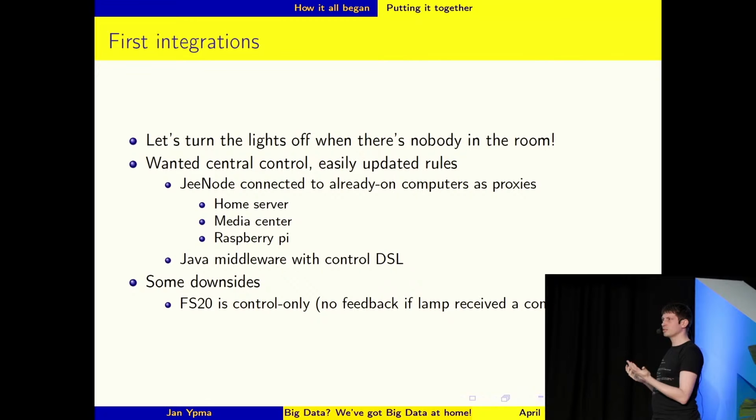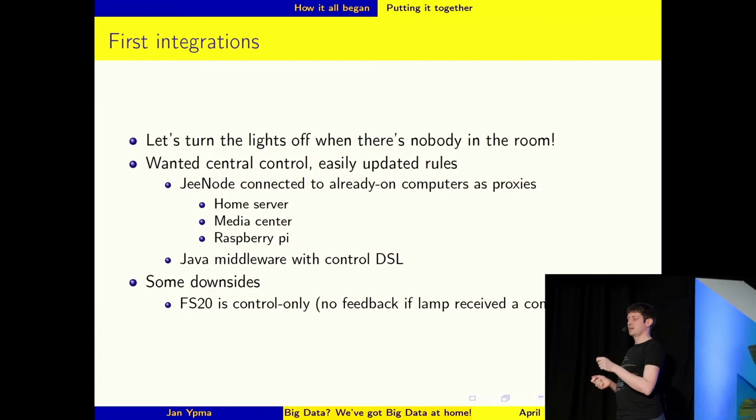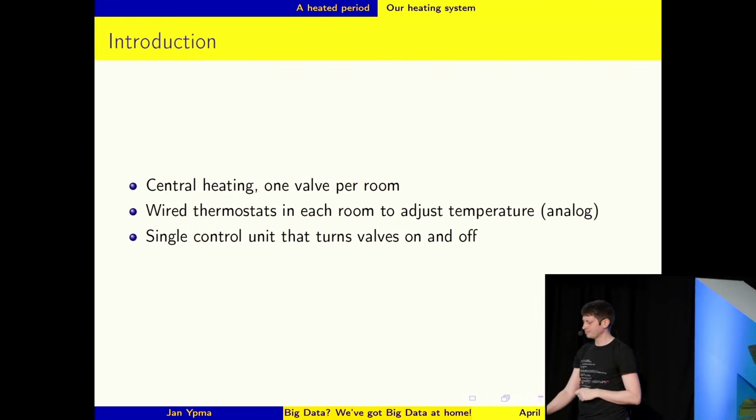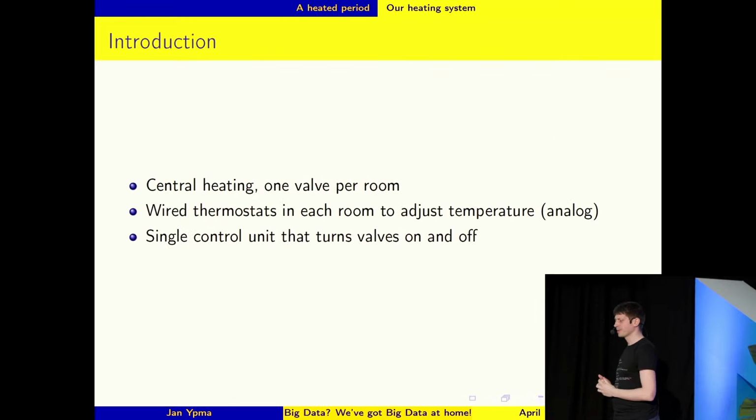But one of the downsides is that the protocol for FS20 is so simple. You send out a radio signal to the lamp in this case, and if you're lucky, it got the packet and it turns on. But if you, I don't know, move around in the room at the same time, because the motion sensor sends something at the same time, then obviously it's garbled and the lamp will not turn on. And that's a bit of a limitation, which we will get back to.